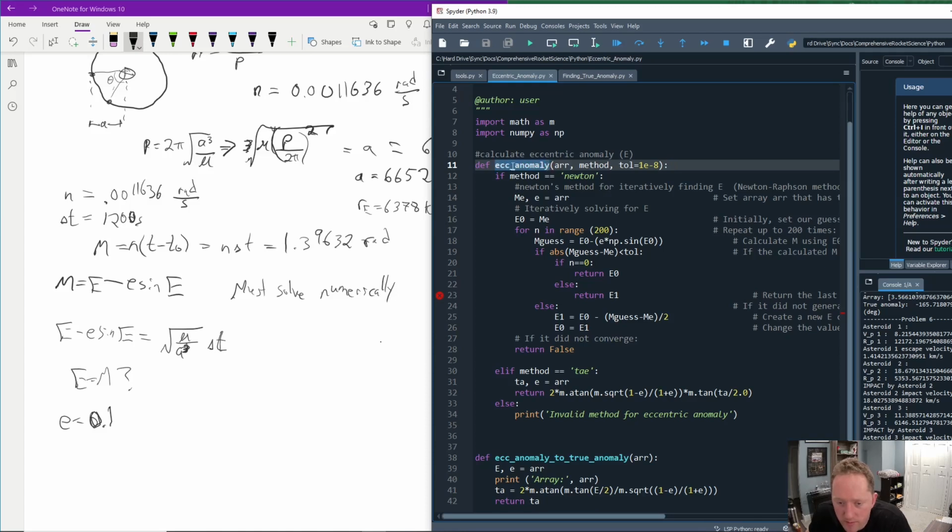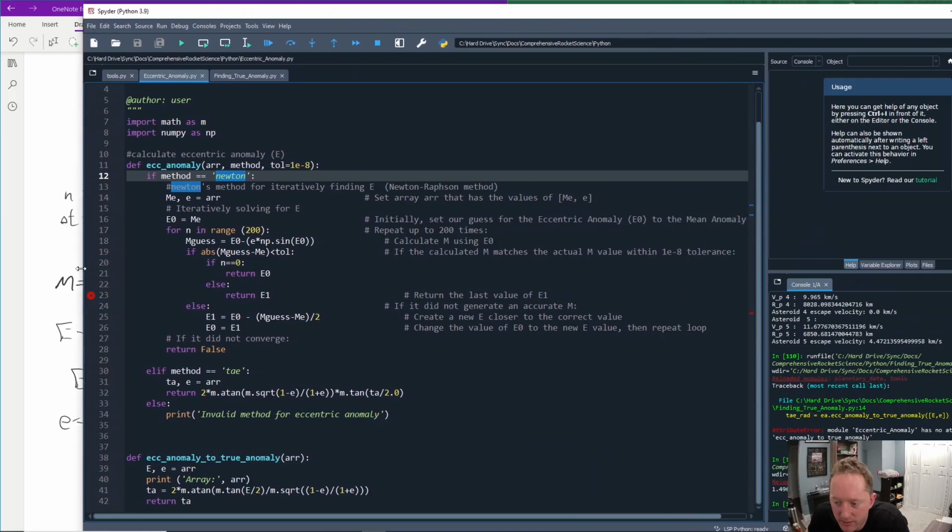Basically, you're defining the method, eccentric anomaly. You're passing it an array. You're passing the method, whether using Newton's method or whether you already have the true anomaly. And then you're passing it the tolerance. And that's going to be how close you want M to match to the actual M that you passed in. So if the method equals Newton, which is the one we're going to use, the guessing method essentially, and we don't already have true anomaly, so we can't do that, we will use this Newton-Raphson method to iteratively find E.